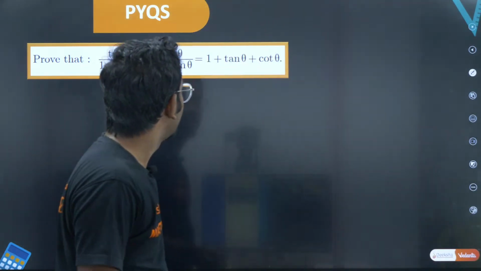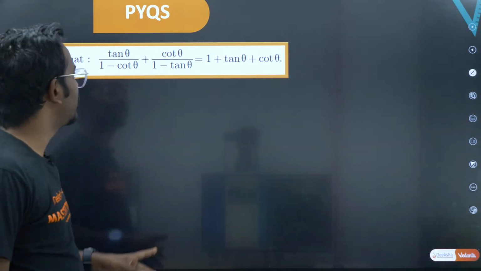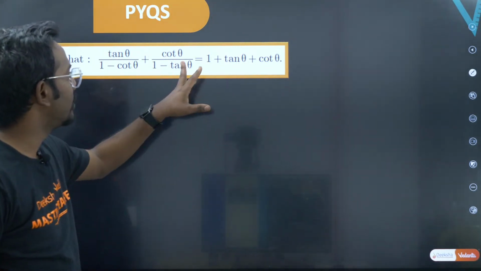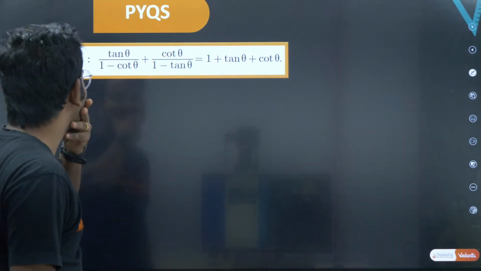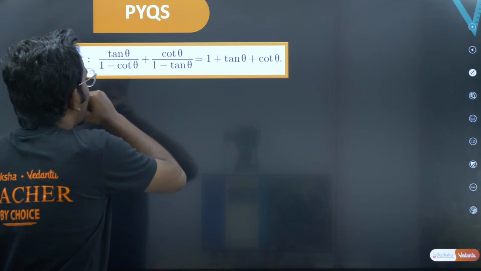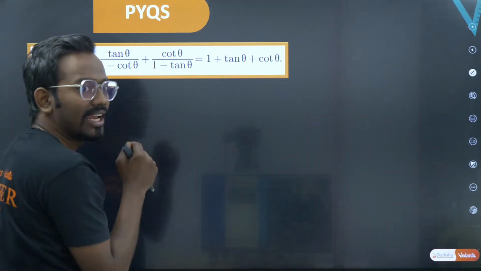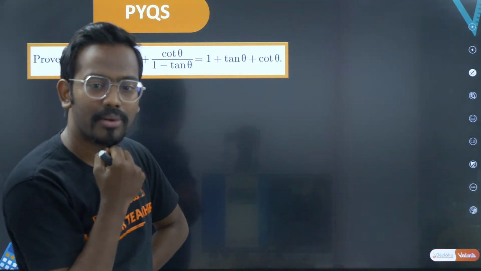Sir, we have in terms of tan theta over 1 minus cot theta plus cot theta over 1 minus tan theta, and we have to prove that this LHS is equal to RHS. How do you do this? Let's start by taking tan theta and cot theta in terms of sin and cos. That might give you some idea.